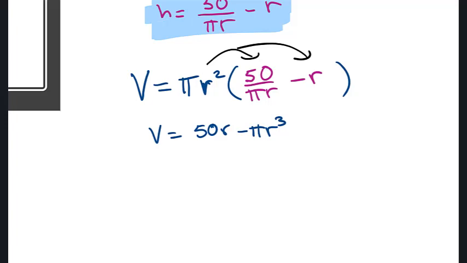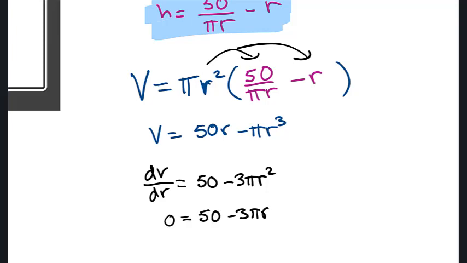So in optimization, this is not related to rates. We take a derivative, we set that equal to 0, then we solve so we can figure out whether we have a maximum or a minimum. So let's go. So dV/dr, or the derivative, you could write V prime if you want to, is equal to 50 minus 3 pi r squared. Again, not related rates. We're just going to set this equal to 0 and solve. Like, yeah, we're almost home.